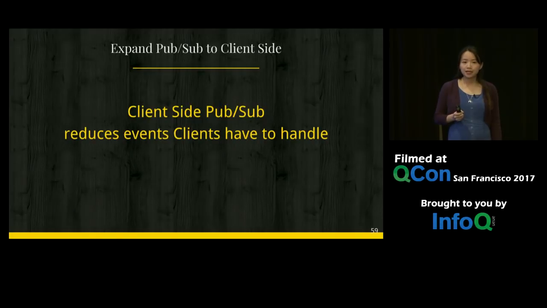Instead of broadcasting everything to everyone, client-side PubSub is for the client to subscribe to a list of users and channels they're interested in, and only get updates for those. In fact, reducing the number of events clients have to process largely improves clients' performance.